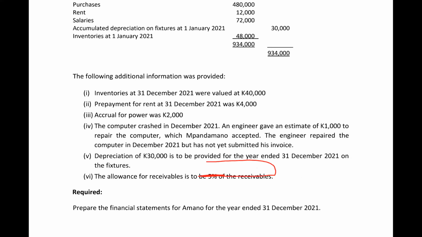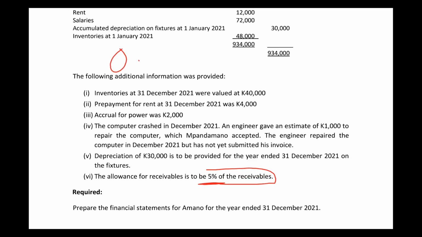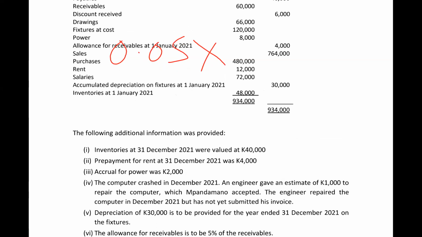Before we proceed, I think I tried to take you back. I just wanted to find out, under this accumulated depreciation on fixtures at 1st January 2021, we are not interested in this factor at this point. However, we are just interested in this 30,000 to be provided for the year ended 31st December. Maybe explain for me there, I think I'm a bit behind.